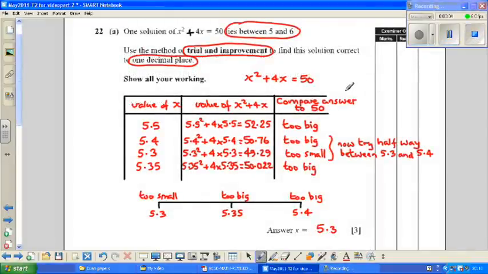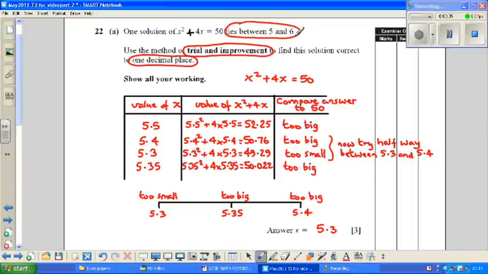Okay, so question 22, we have to solve this equation, x squared plus 4x equals 50, using trial and improvement. So we must use this method that we're just going to show you now. Any other method will not be accepted, because they want to see that you know how to follow this method. They tell you that the solution, the answer, is between 5 and 6.